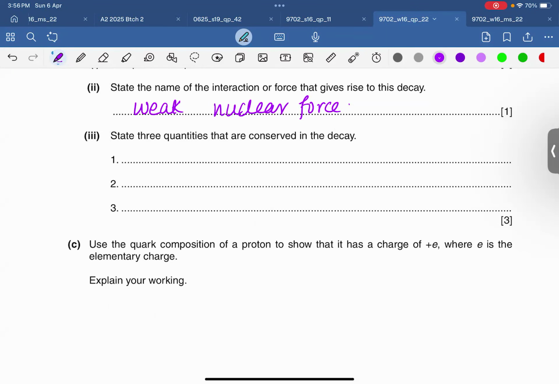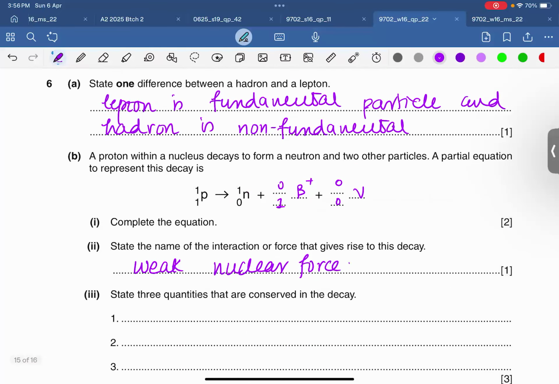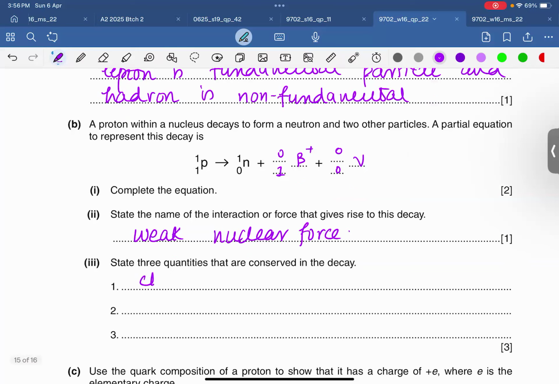Now, state the three quantities that are conserved in this decay. Can anybody tell me? Charge, very good. Because initially you have the positive charge on the proton and finally you have the beta positive particle that has the same charge. Any other thing? Proton number? No. Proton number is basically decreased by one. There's one there and one on this side, but that is the charge, not the proton number.